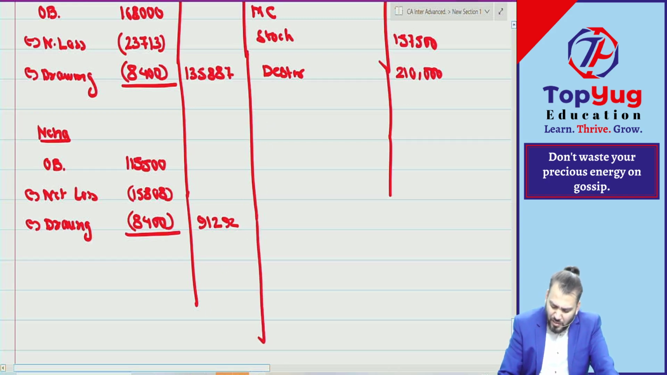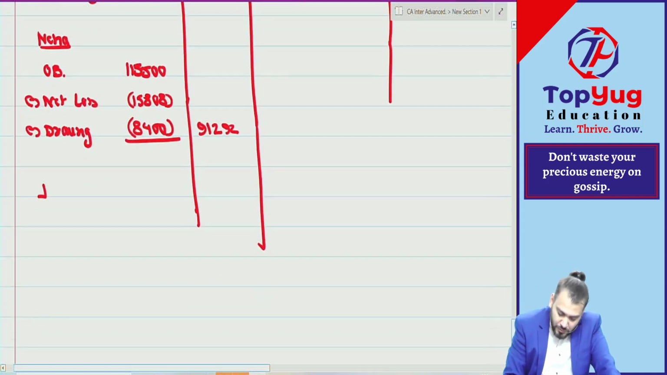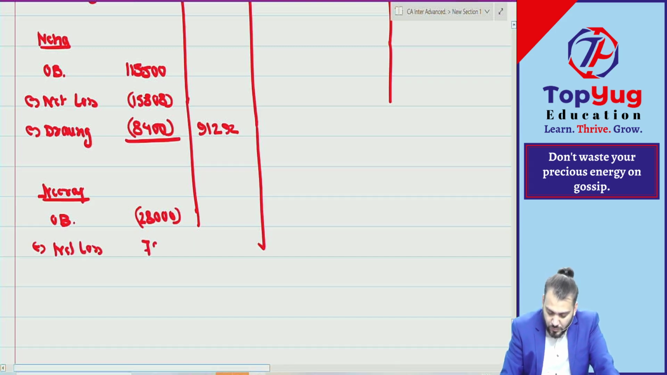So we can write it down here only as negative, or you can write it on the asset side. Where do you want to write it? Negative, do you want to write? Let us write it as negative. Neeraj. The opening balance, how much? 28,000 negative. Then minus net loss, how much? 7,904.